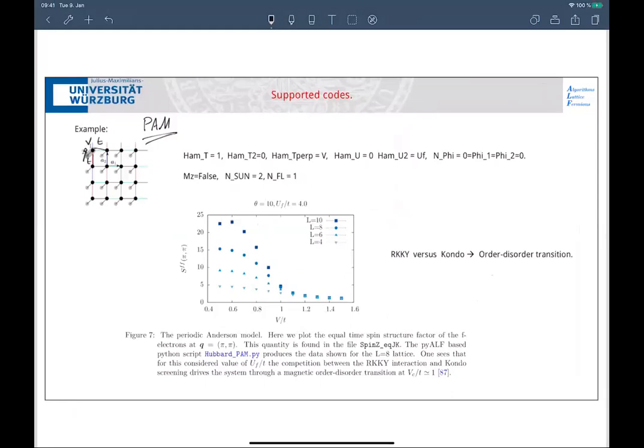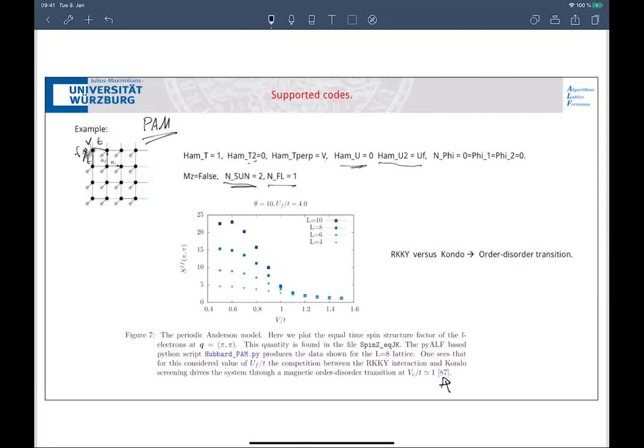Many body classics. So you put Ham_T equals 1, Ham_T2 is 0. Ham_T_perp would be the hybridization. Ham_U is equal to 0 because you just have conduction electrons with no interactions here. Ham_U2 would be the U_f, so that would be the f electron here. And then let's forget about all these possibilities of putting in magnetic fluxes. Let's take N_SU2 equals 2 and the number of flavors equals 1. And then you can reproduce, I'm sorry, this comes from this paper.